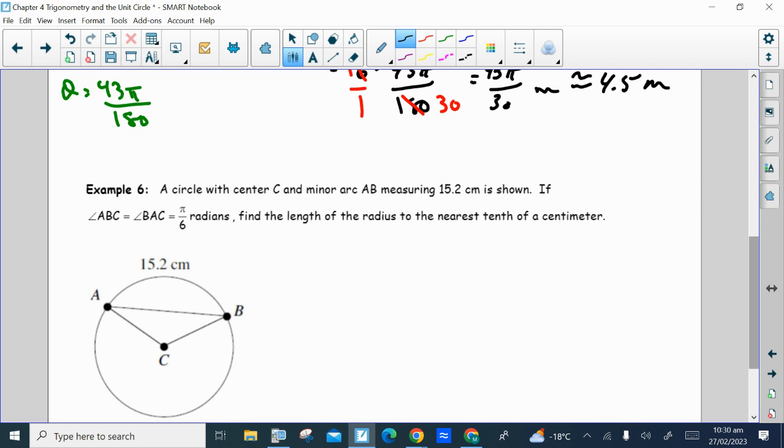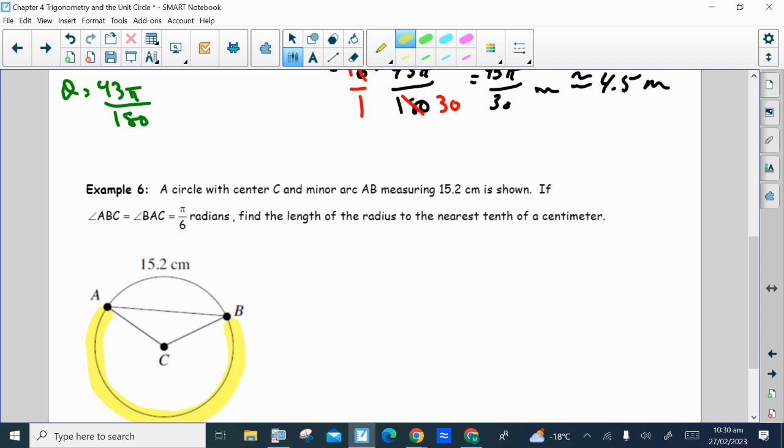So this next one, a circle with center C and a minor arc AB. Sometimes you'll see that terminology because technically if you want to talk about arc AB, you'd actually have two that you could look at. You could look at what's known as the major arc, which is the longest distance from A to B. Or the shortest distance from A to B. That is known as the minor arc, which is what we're given here.